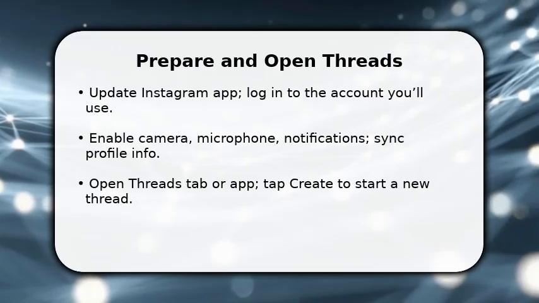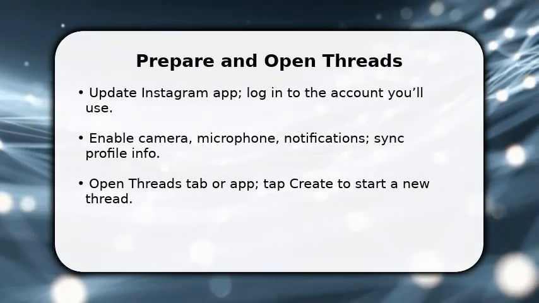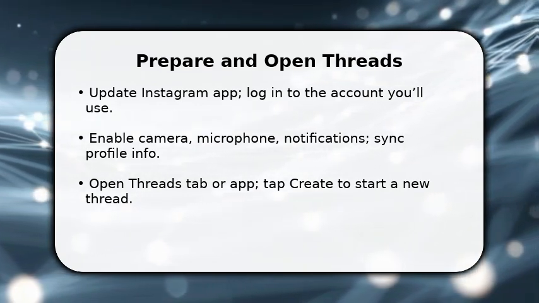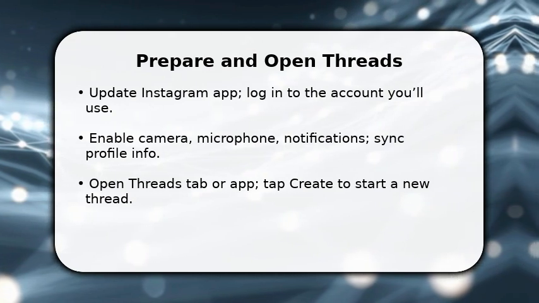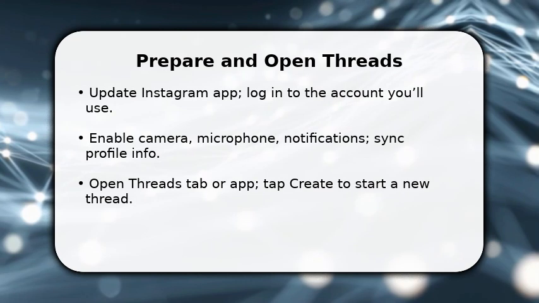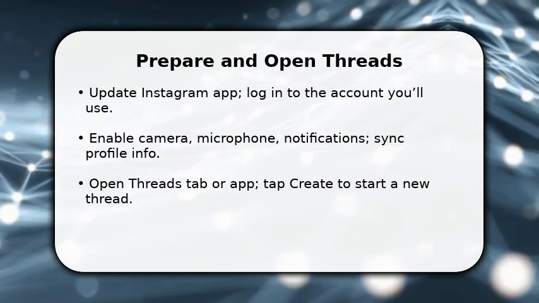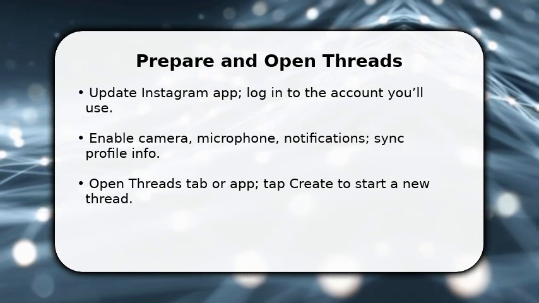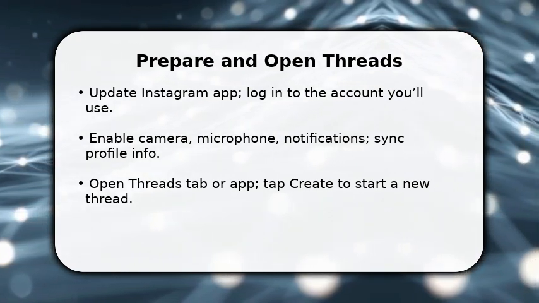Enjoy the video. You start by preparing essentials. Update Instagram and log into the account you want to use. Once done, enable camera, mic, and notifications so posting and replies work without interruptions. Now open the Threads tab or the Threads app. Tap Create to begin composing. You're doing this first because permissions and account links prevent problems later.